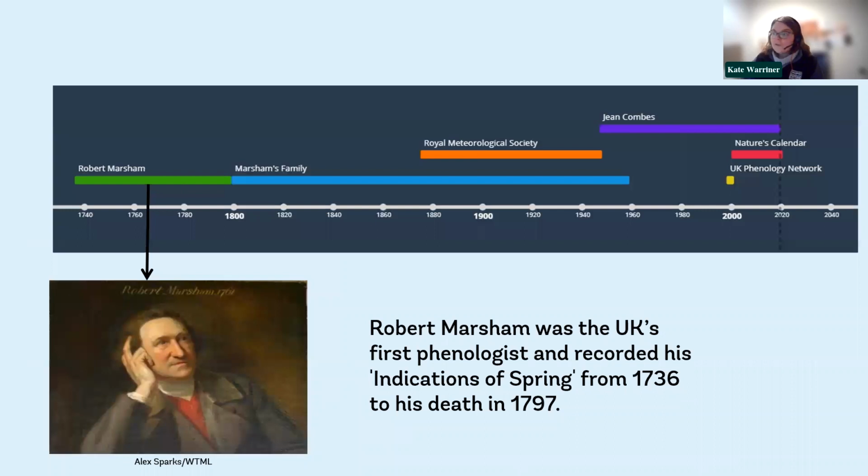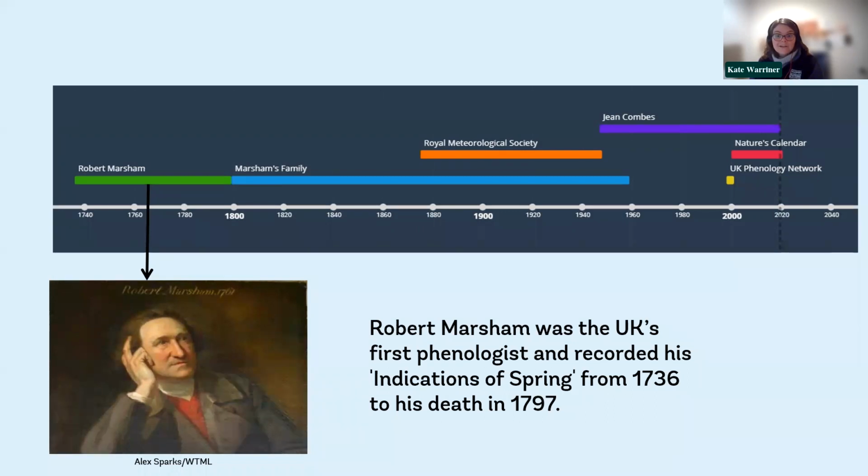So this is a timeline showing our database, really, and how it came about. It started with this guy called Robert Marsham. He was a landowner in Norfolk, and in 1736 started recording the date each year of 27 different indications of spring on his estate. These included things like the first snowdrop he saw flowering, the first leaf he saw on a silver birch tree, the first swallow that returned from migration, or the first brimstone butterfly that emerged from hibernation. And he did this for 62 years, which is quite impressive, until he died in 1797.